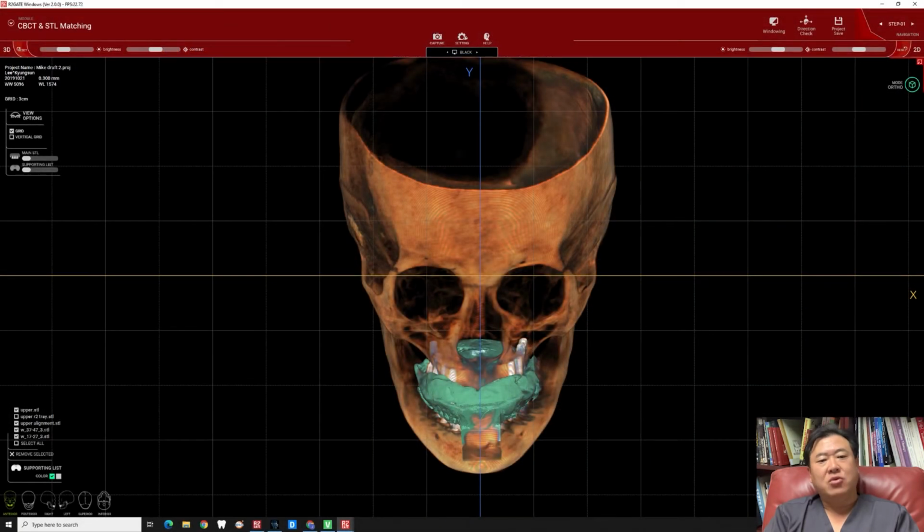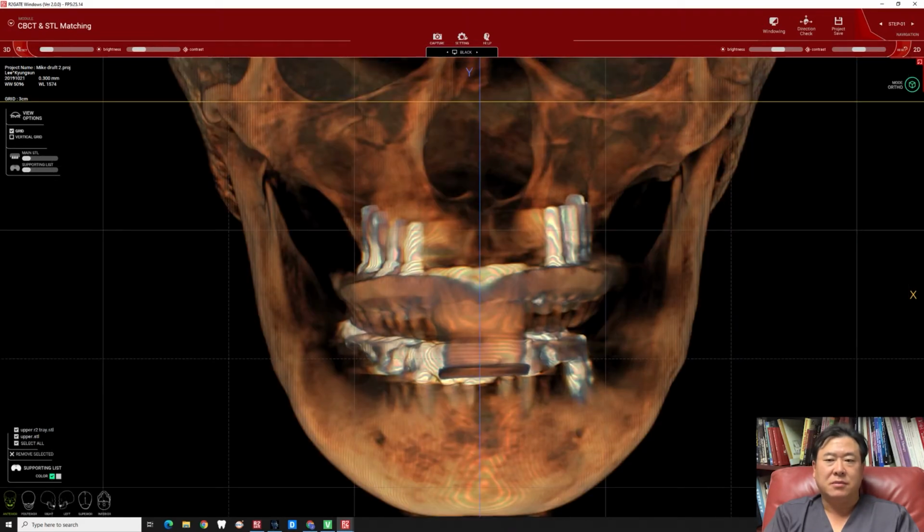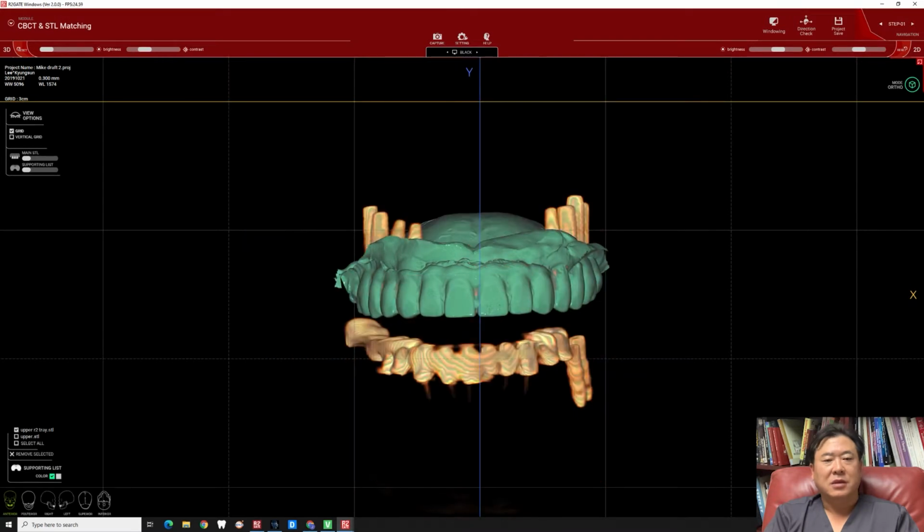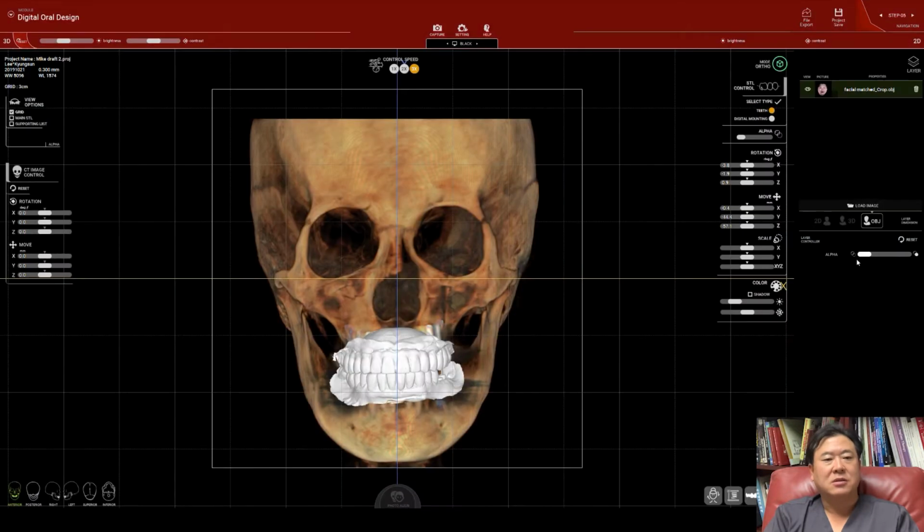First, I need to do the matching of the radio-opaque tray in the CT scan with the STL file. Then extract just the teeth information like this. Then I can easily position the upper and lower models with pinpoint accuracy.